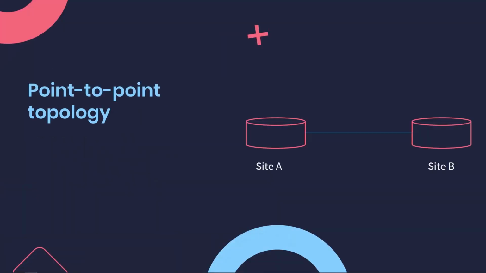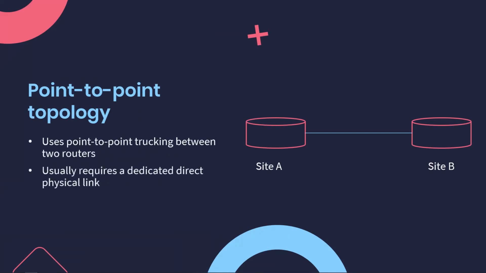Just as the name implies, the point-to-point model uses point-to-point trunking between two routers in a network. This usually requires a dedicated direct physical link connecting the two routers for the data to be transmitted from one to another. This topology is very inexpensive to implement.